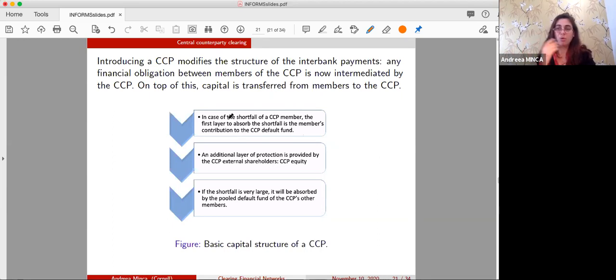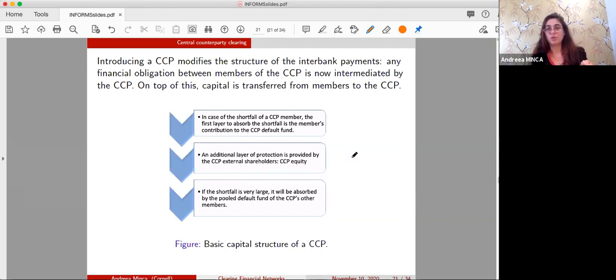And of course, in reality, there's more. There's an initial margin fund, and this is very, very large. So we can think about here the loss after we have taken into account also the margin fund contribution. Now it goes into the CCP default fund, and then there is an additional layer of protection that comes from the CCP external shareholder. So this is the CCP equity. And if the shortfall is very large, it is also going to be absorbed by the pooled default fund. So this is the default fund of everybody else who has not necessarily suffered losses. That is going to create loss mutualization. And there is still contention about how big this external contribution of the CCP should be.